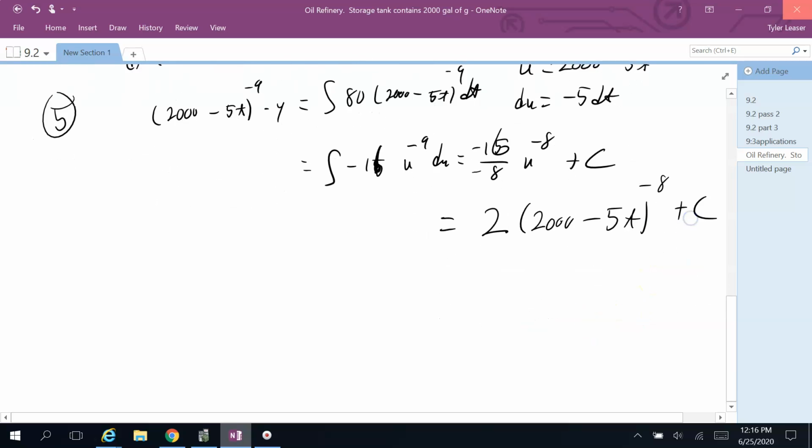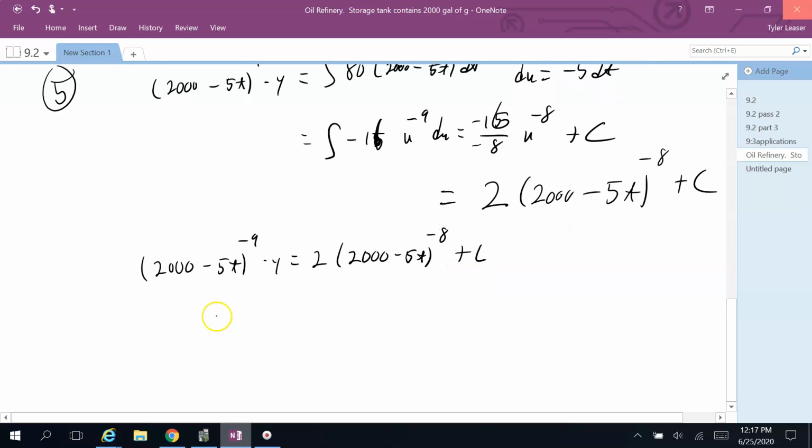Okay, great. So just to recopy what we have: the left-hand side, 2000 minus 5t to the -9 times y, is going to be equal to the right-hand side, 2 times 2000 minus 5t to the -8 plus c. Getting the y by itself, we're going to multiply both sides by 2000 minus 5t to the 9. When you do that, on the right-hand side, you're still going to get the 2. We're just going to have a single 2000 minus 5t left over, plus c times 2000 minus 5t to the 9.